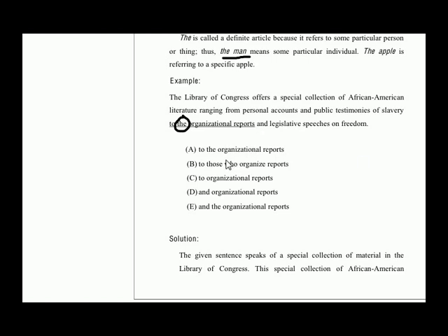Now if you look at the answer choices, the first one is the same as the underlined part. Second one says to those who organize reports, which is pointing at a set of people who organize reports, which is quite different from what is given in the question. So you can eliminate B. C is to organization reports, so the article is missing, so this could potentially be a candidate. Put a question mark here.